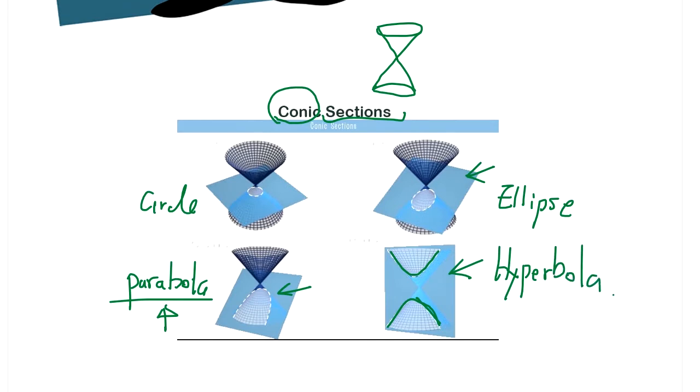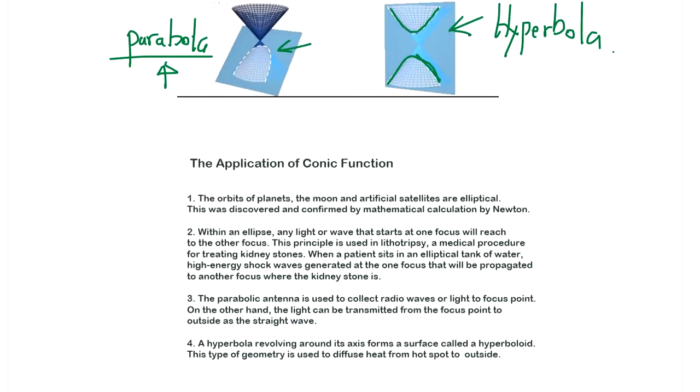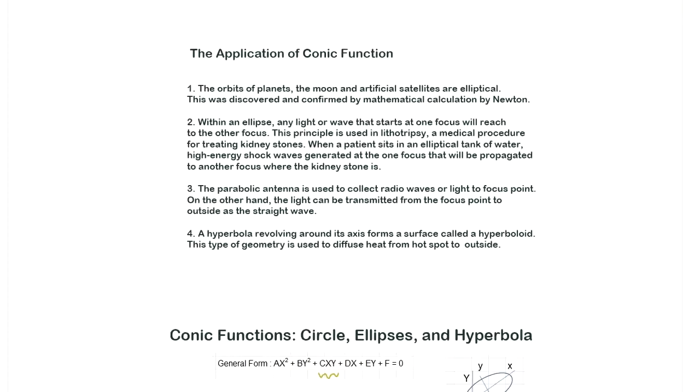So depending on the angle of slicing the cone, the cross section becomes 4 different shapes, but they originate from the same inverted cone. So why are these shapes important?